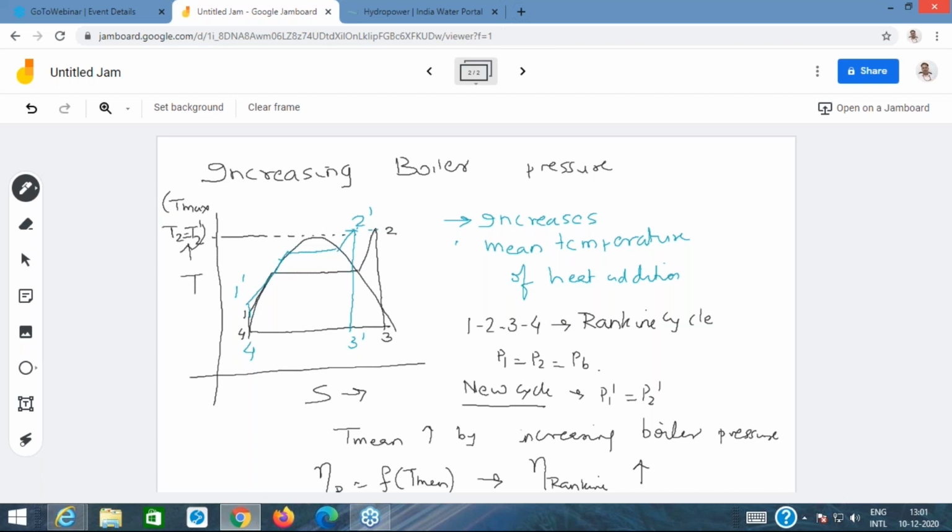Okay, so what is done in practice is that you not only increase the boiler pressure, but you also increase the degree of superheat. So what you do is that you increase the superheating. This was earlier 2 dash, now you go to 2 double dash. So what has happened now is I have increased the boiler pressure and I have also increased the degree of superheating.